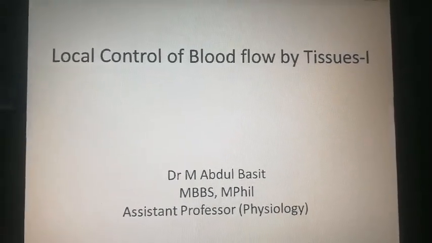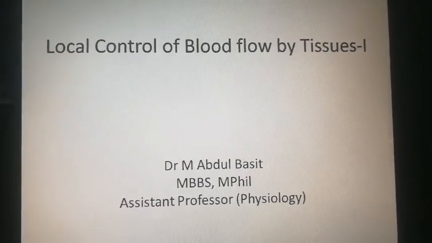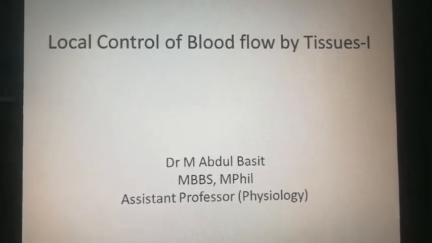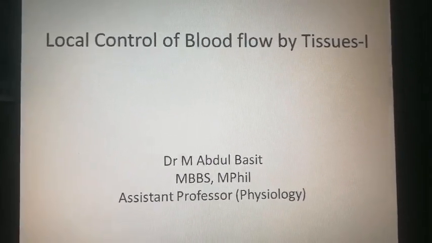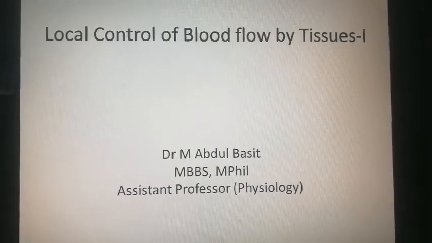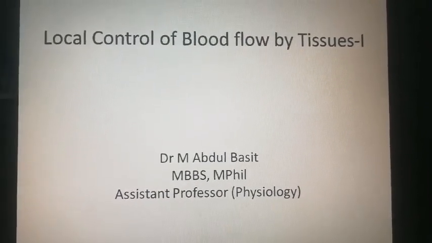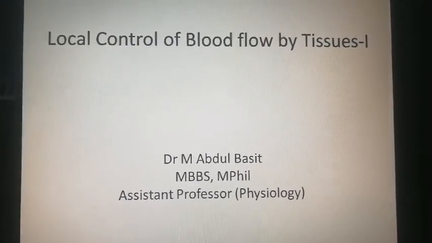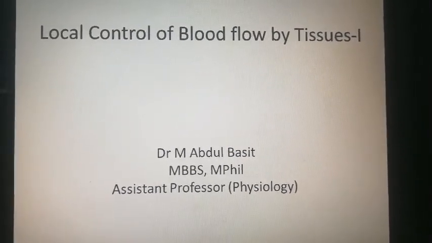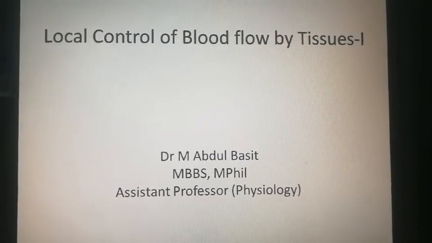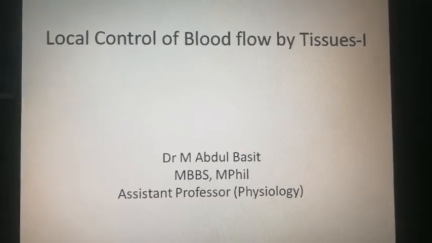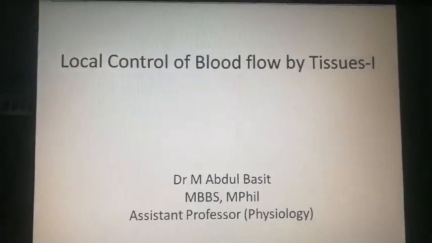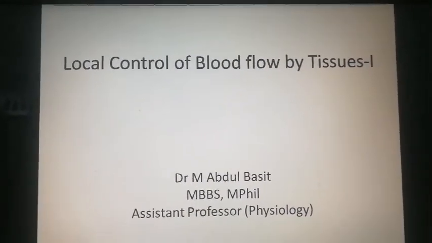Assalamu alaikum students. Today the topic of our discussion is local control of blood flow by tissues. This is the first lecture regarding local control of blood flow by tissues, and this is the start of the fourth chapter of circulation from Guyton. So let's start.